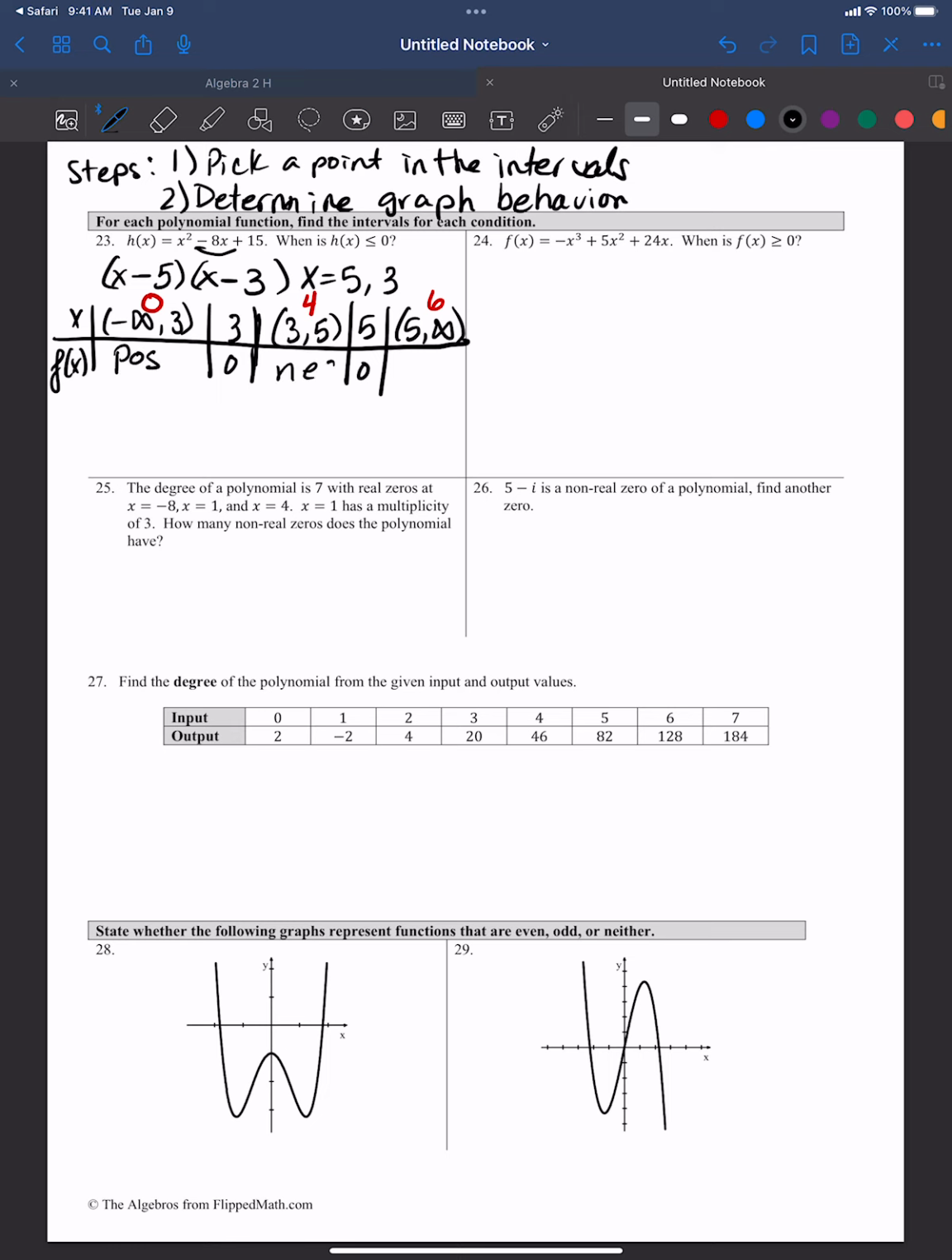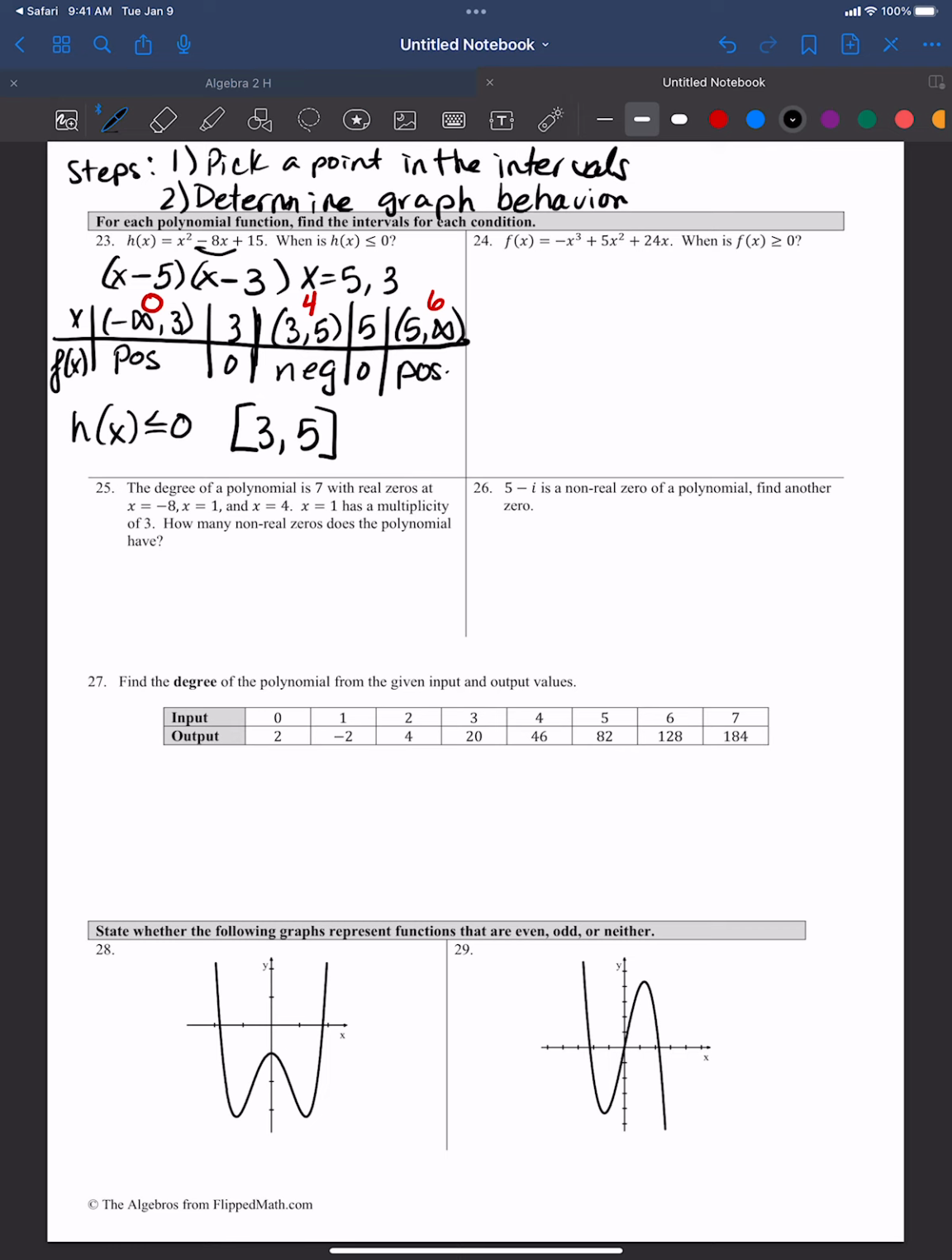Between 3 and 5 will be negative, and 5 to infinity will be positive once again. So your function is negative when h of x is less than or equal to 0, meaning it includes 0, so I'm now using brackets. Between 3 and 5 are my negative and zero values. My zero and negative values are found between 3 and 5.